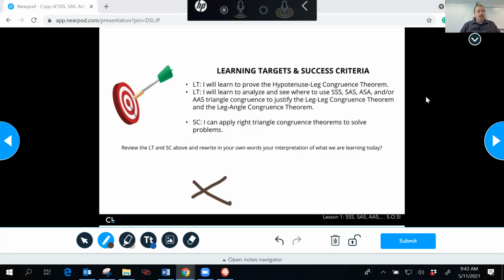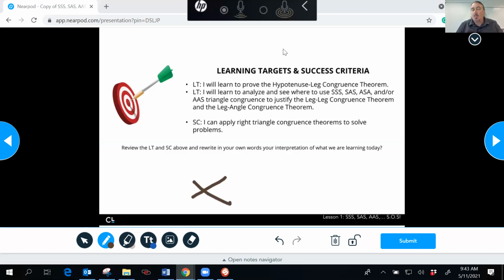So here are our learning targets. Let me give you a moment to read them. Okay. I will learn to prove the hypotenuse leg congruency theorem. I will learn to analyze and see where to use side, side, side, side, angle, and or angle, angle, side triangle congruency to justify the leg congruency theorem and the leg angle congruency theorem. You know you're successful in this lesson if you can apply right triangle congruency theorems to solve problems.